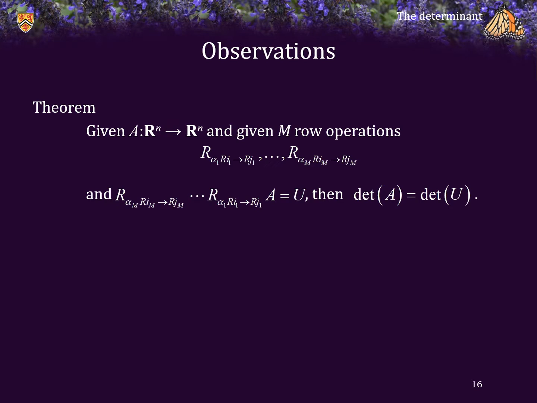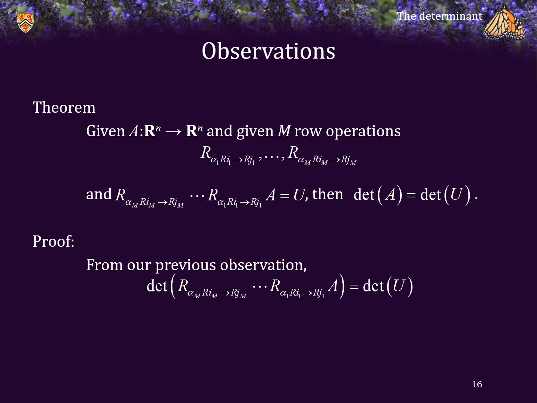All right, let's take a look at some consequences. Given a linear map A on R^n, and given m row operations that add a multiple of one row onto another, let us assume that applying these row operations to A gives us a new matrix U. If that's the case, then the determinant of A is equal to the determinant of U.